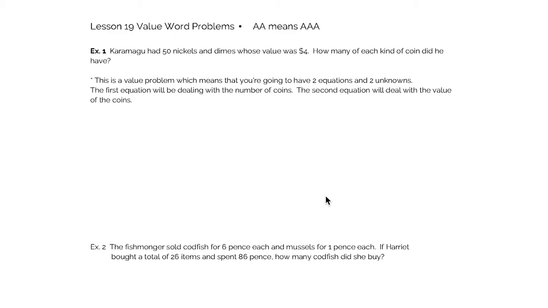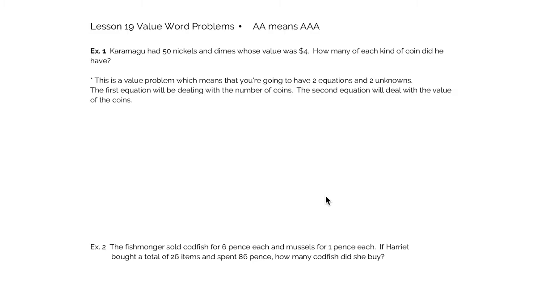Okay, this is lesson 19, a lesson we didn't get to yet. It's a two-part lesson, value word problems, and AA means AAA. So let's just jump in with example 1. These are really important kinds of problems. You're going to see them over and over again, so we need to get these down.